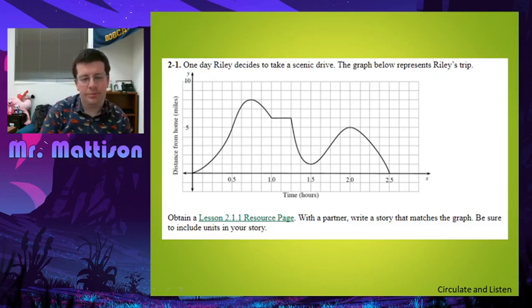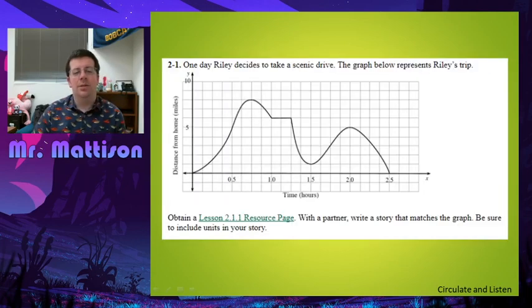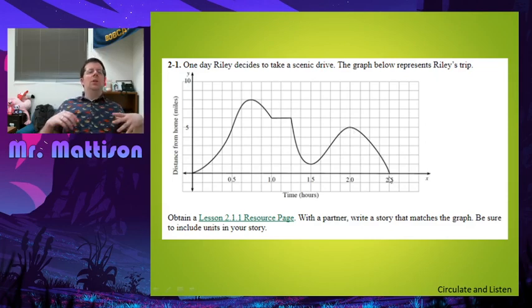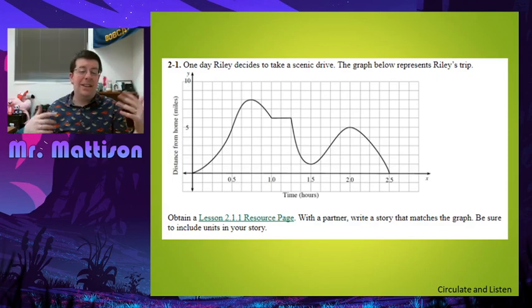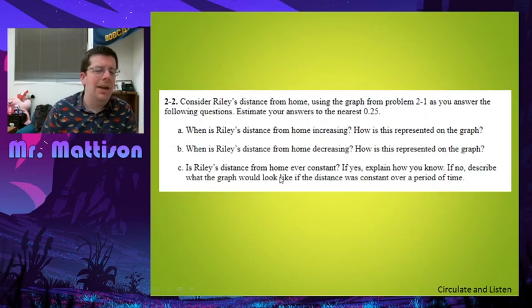And then second question here, what if the distance from home is decreasing? How is that represented? If I'm getting closer to home, that's when I'm decreasing, right? I'm going from left to right, I'm going down. So here to here, here to here, and then here till here, right? So whenever I'm going down or decreasing, or I have a negative slope, that's when I'm getting closer to home. So hopefully those are the two things you were able to get off of that.